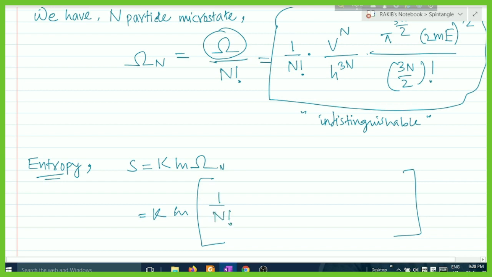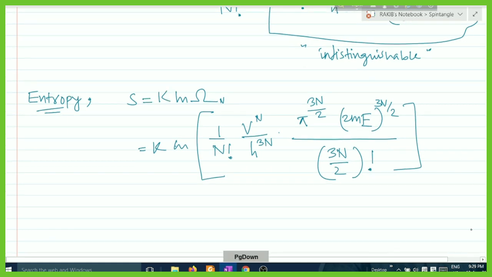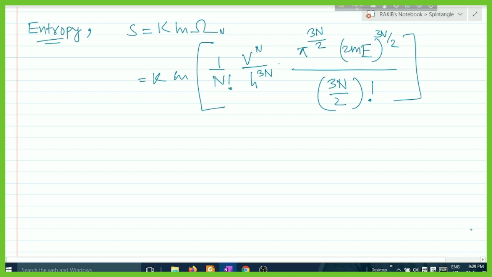1 by n factorial, V^n by h^(3n), pi to the power 3n by 2, (2me) to the power 3n by 2, and in the denominator it is 3n by 2 factorial. Now what we have to do is decompose this very big expression.